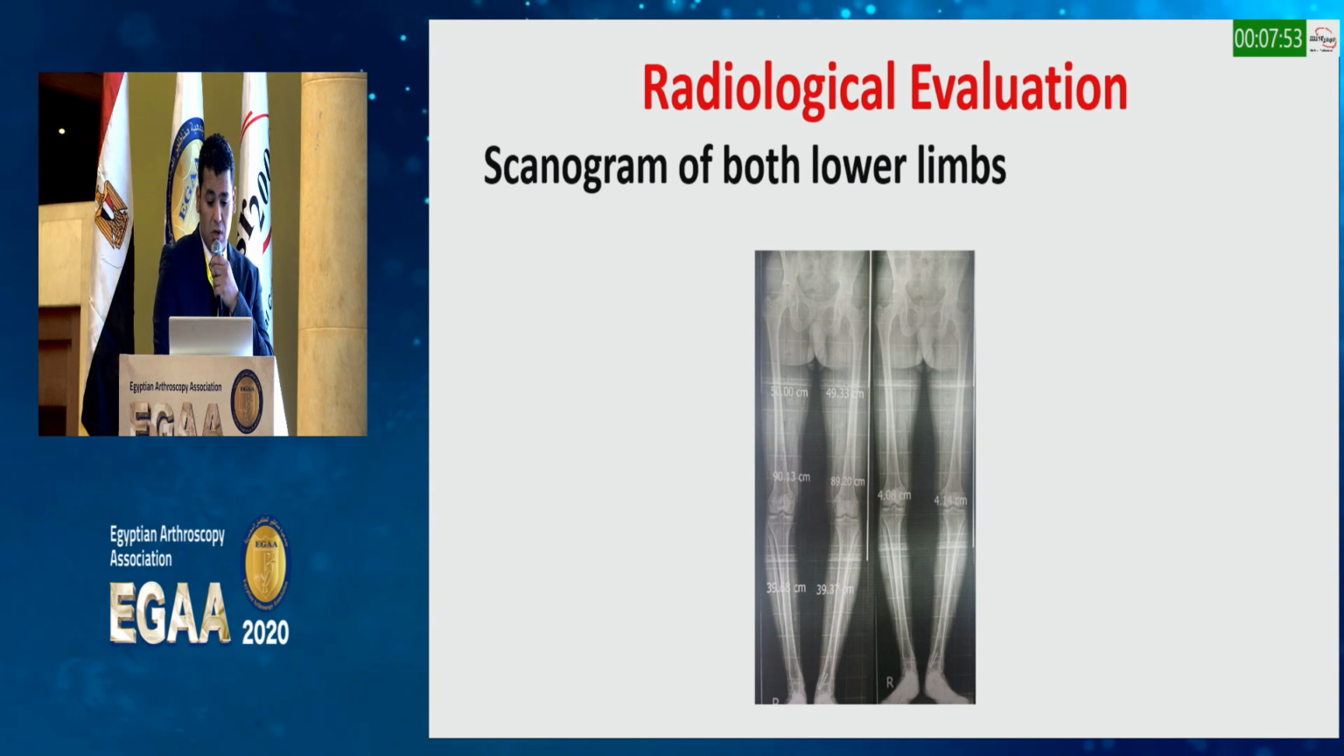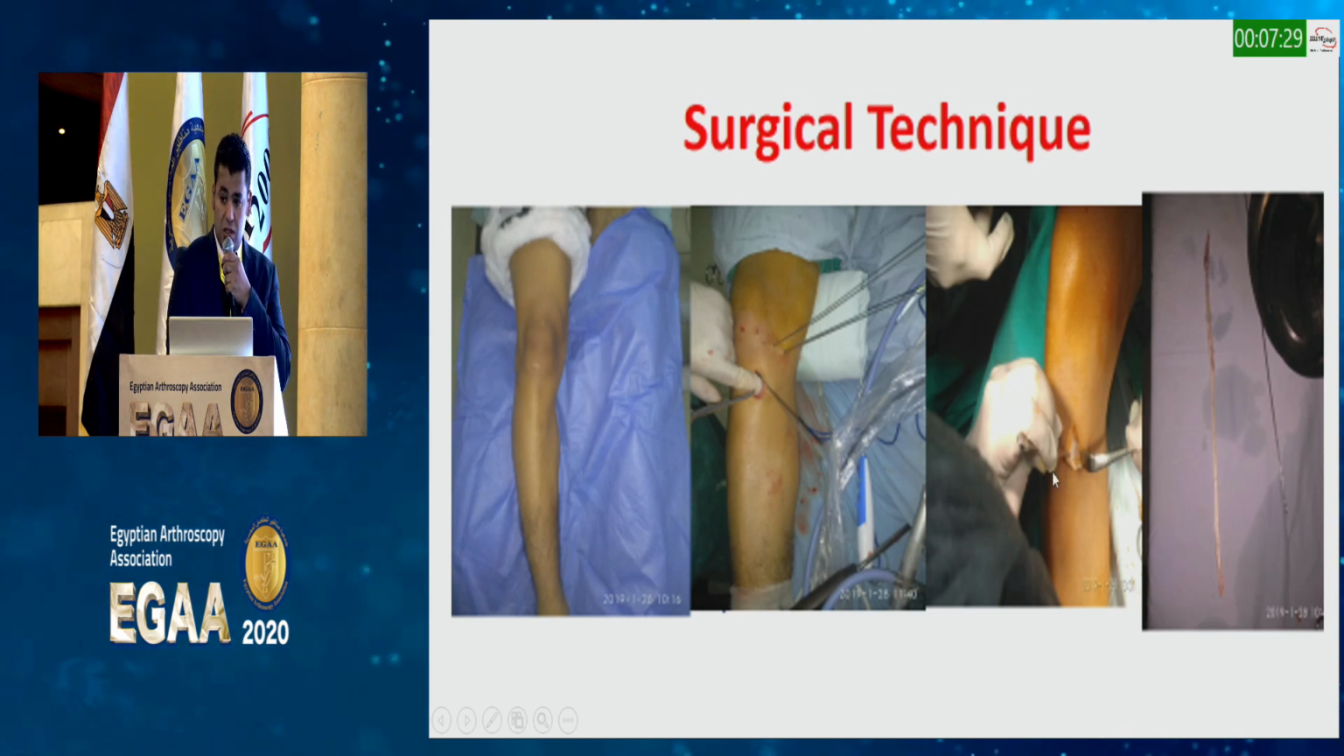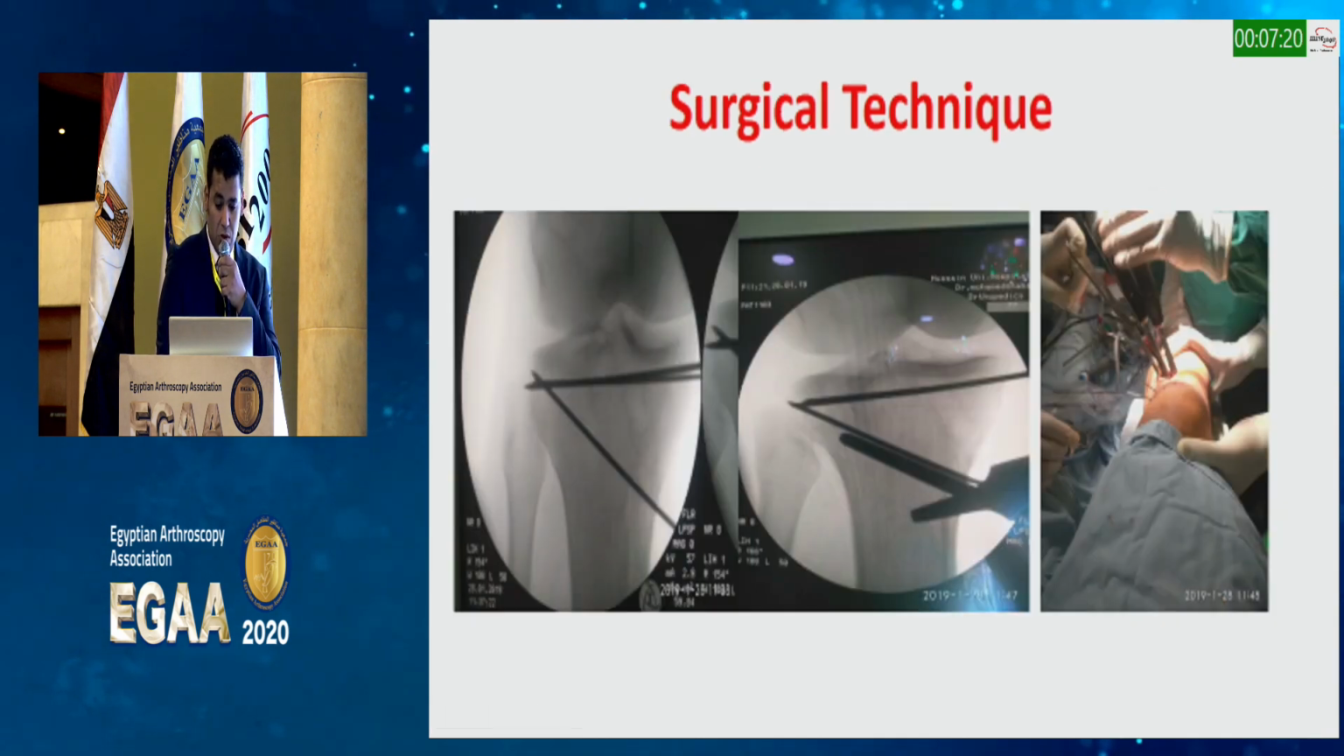CT scanogram was done to assess the actual deformity, so the degree of the deformity. And in this surgical technique, we start the operation in two steps. First step, we do the ACL reconstruction arthroscopically by the ordinary method, making an incision in the medial line to harvest the tendon like this. And this incision is the same incision for putting the plate. And in this view, we are harvesting the semitendinosus tendon.